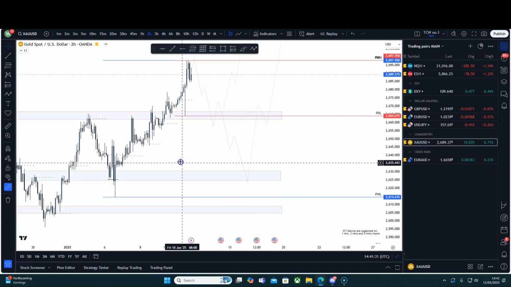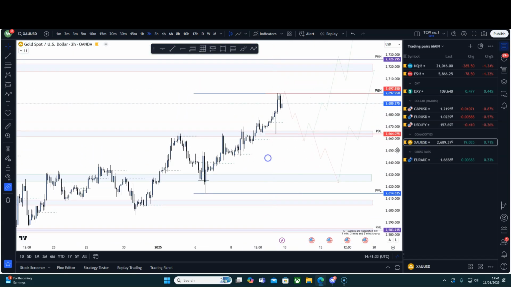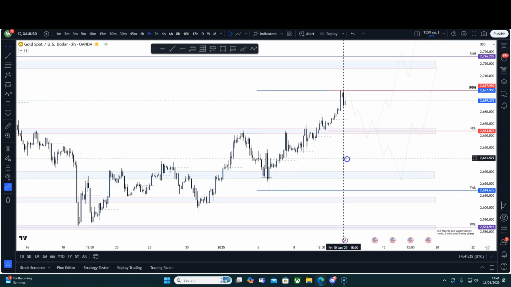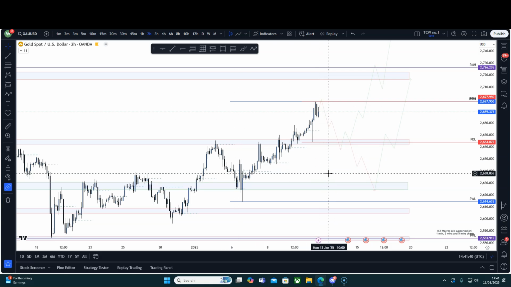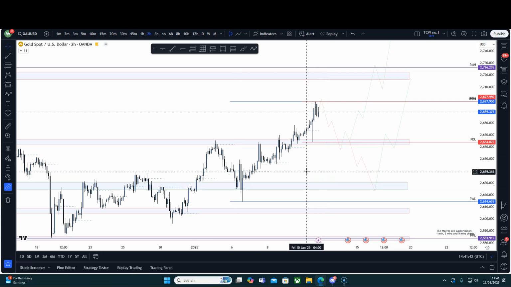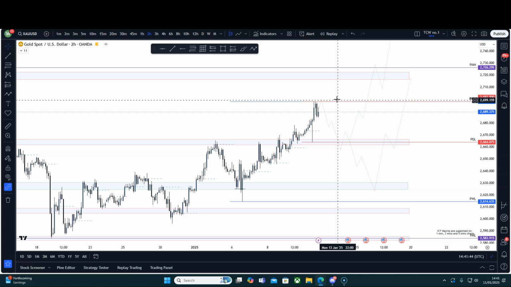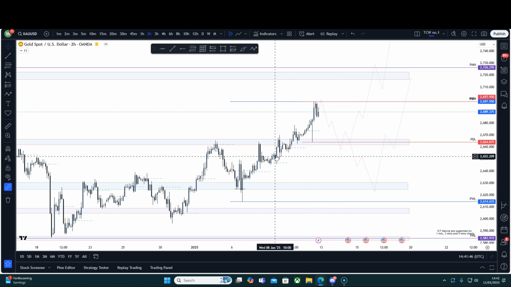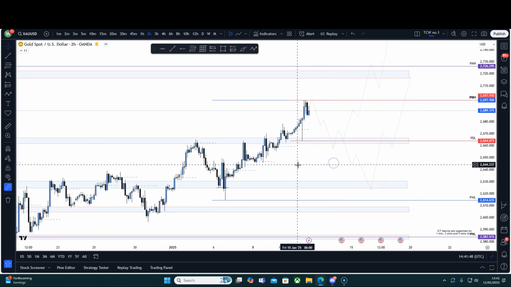Now going into gold, very, very bullish. Gold seasonality for January and February is very bullish. I'm only looking for longs on gold. However, I am not willing to long the market when we are at these premium levels. I want to see a pullback.